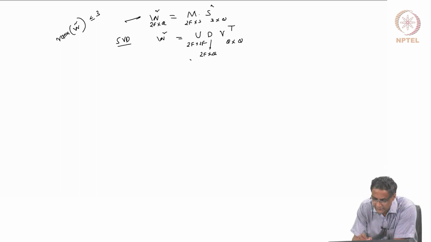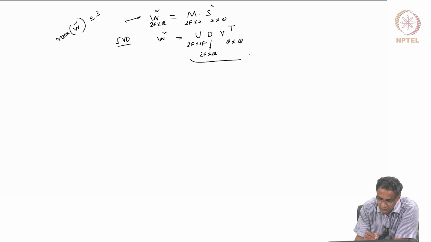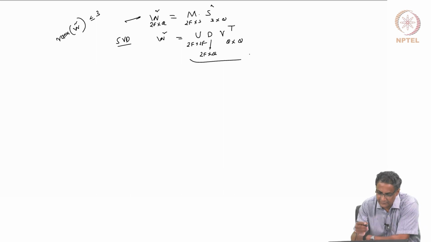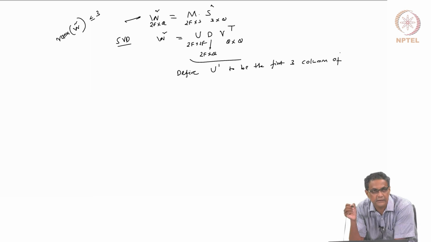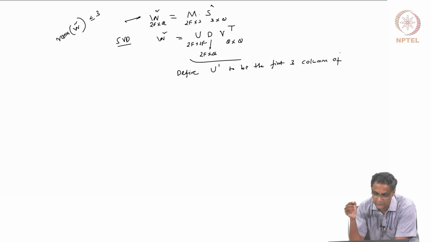So now you can simplify this. You don't have to have such a complicated big D when the rank of W tilde is less than or equal to 3. So what you can do is pick the first, so let me define U dash to be the first 3 columns of U. All this is assumed to be arranged in the order of largest singular value down to the smallest.